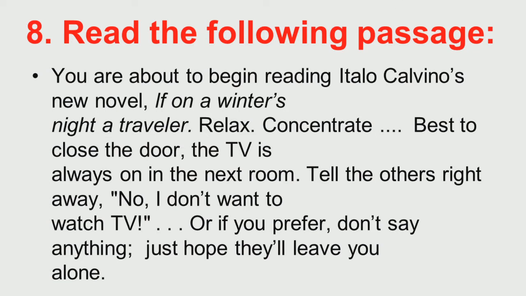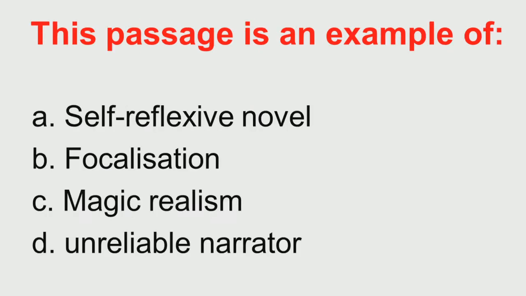Next one, read the following passage. You are about to begin reading Italo Calvino's new novel, If on a Winter's Night a Traveler. Relax, concentrate, best to close the door, the TV is always on in the next room. Tell the others right away, no, I don't want to watch TV, or if you prefer, don't say anything, just hope they leave you alone. This passage is an example of, and this is your question: self-reflexive novel, focalization, magic realism, unreliable narrator.